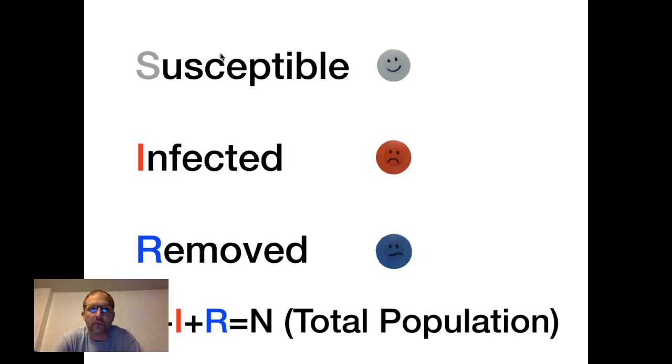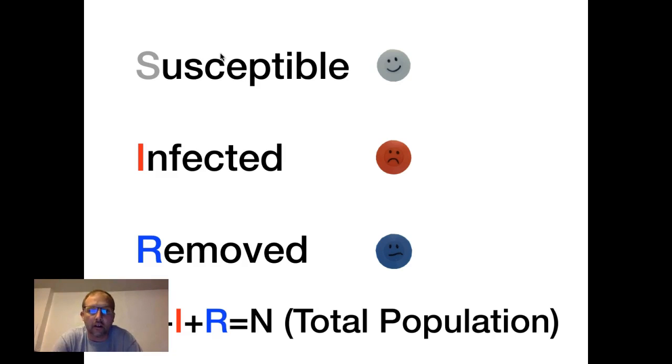Susceptible. Someone susceptible to an infection in a population is going to be represented by this smiley face white poker chip. They have not gotten the infection yet, and so they can get it. An infected person is going to be represented by a red poker chip with a sad face. This is someone from the susceptible population that has been infected.